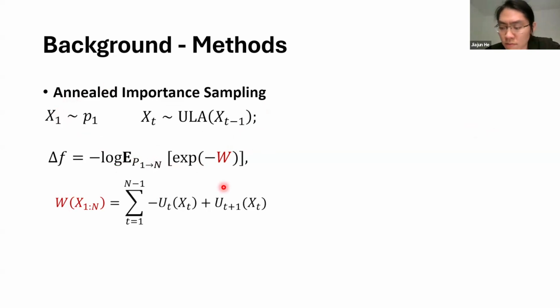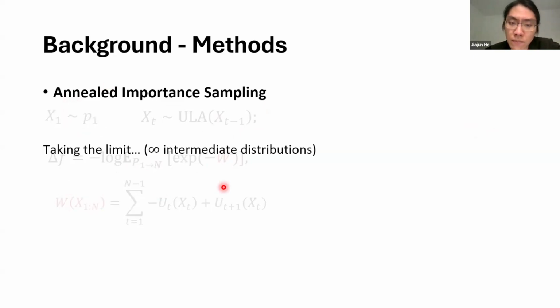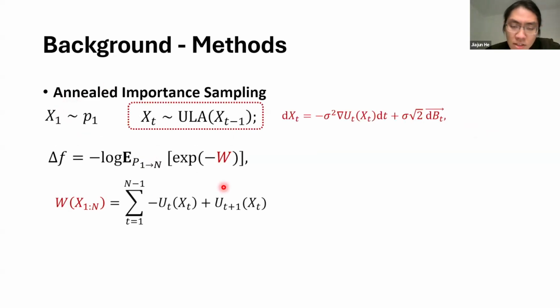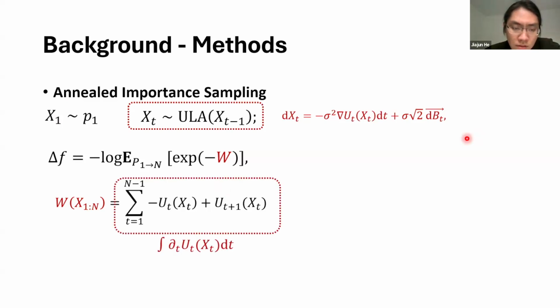only makes sense when you have a very tiny step size. Basically it means that you almost have infinitely many intermediate distributions. If you do so, this unadjusted Langevin actually becomes a forward stochastic differential equation. And also for this W, if you take this limit, you recognize that this difference becomes a partial derivative with respect to t. The summation becomes an integral.